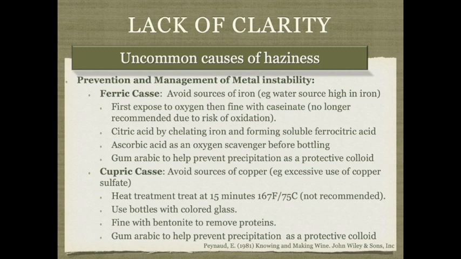The copper instability tends to occur more likely in the presence of proteins, so you might use some bentonite, post-fermentation, to both remove these proteins, which can cause protein haze, but also the copper haze. And then a fourth option is the use of gum arabic, again, to prevent precipitation of these compounds by being a protective colloid. But again, this is not a permanent or long-term solution. It's something that can be used for a mead that's going to be drunk fairly young, within a few months or a couple of years at most.